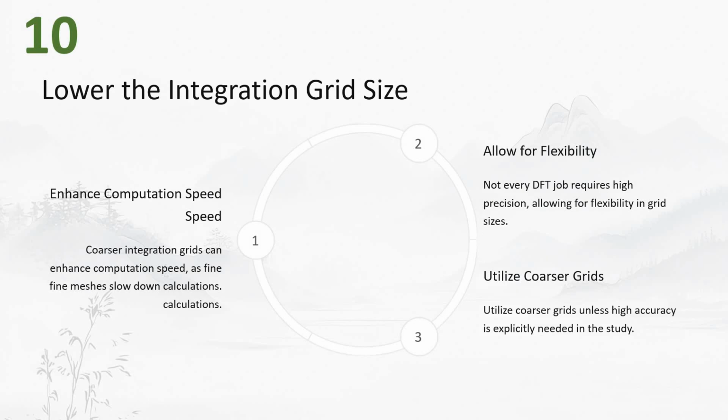The 10th and the last way is lower the integration grid size. Fine DFT grids can slow down calculation, so you won't need a fine grid for every job. The best method is that, for example, one can start with a medium grid and then move ahead toward the fine, and then the last option is ultra fine grid. So check it step by step, like from medium to fine and ultra fine.